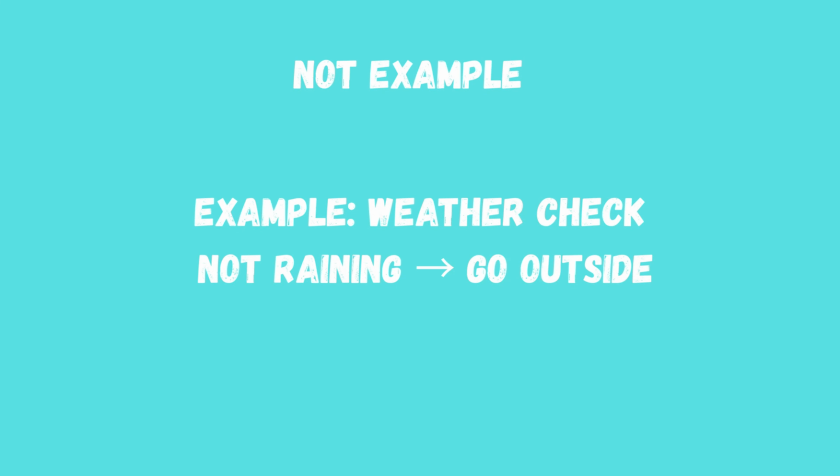Finally, let's look at not. Not simply flips the result of a condition. If something is true, not makes it false. If something is false, not makes it true. For example, if it is not raining, you can go outside without an umbrella.